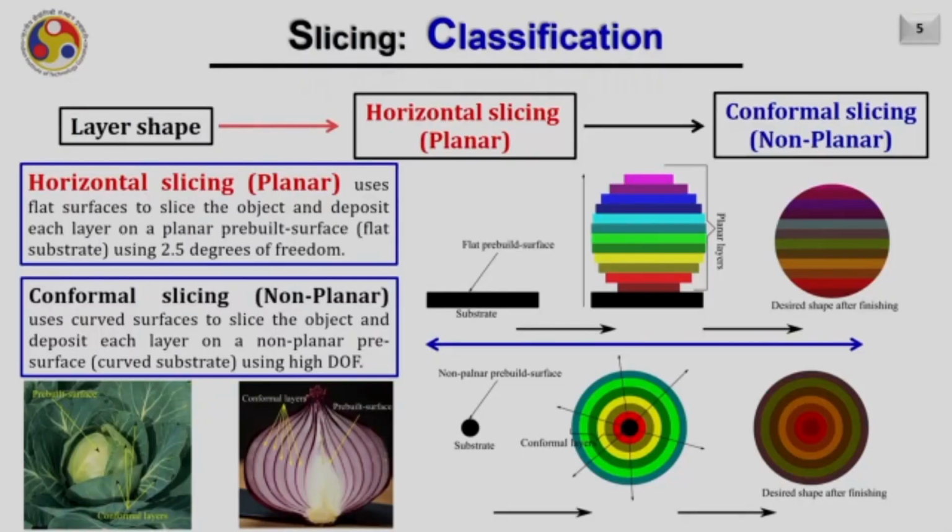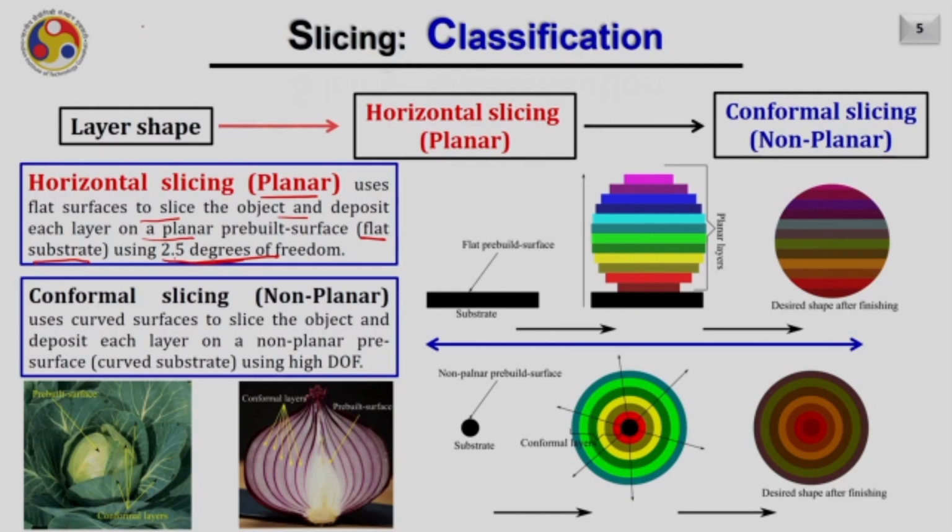So, the horizontal slicing, which is also called planar slicing, uses flat surfaces to slice the object and deposit each layer on the planar pre-built surface. And obviously, the pre-built surface should be a flat substrate in this case. It utilizes 2.5 degrees of freedom for depositing the material. Why 2.5 degrees of freedom?